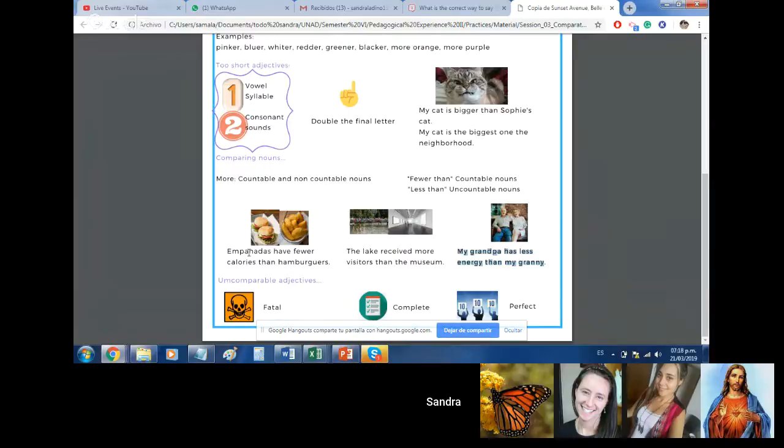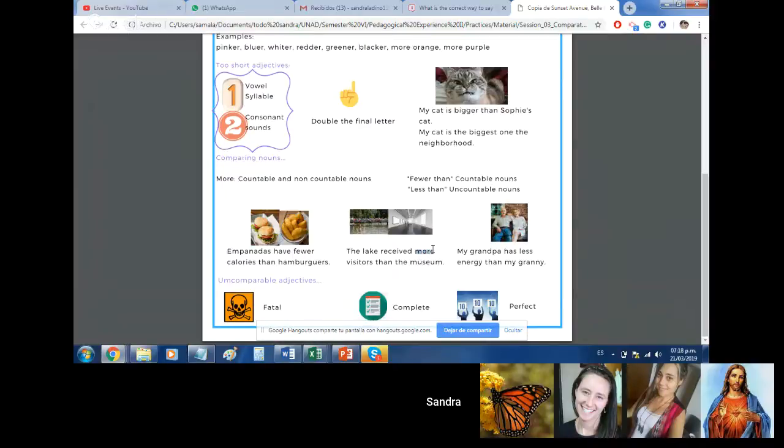The structure is: empanadas have fewer, next to the noun, calories, than hamburgers. And more, we use it with countables and uncountables, both of them.